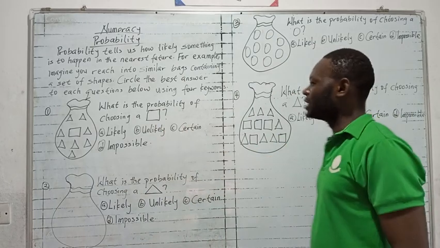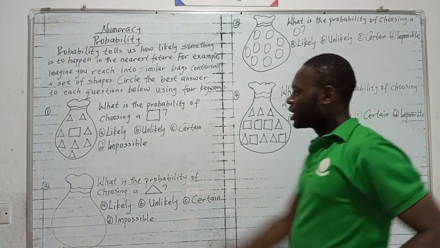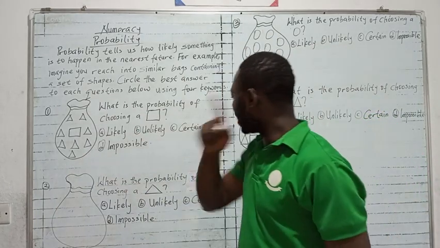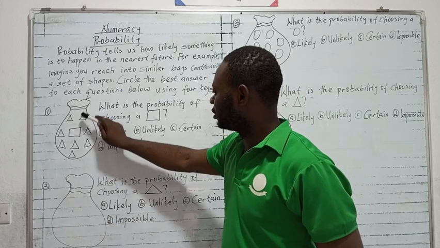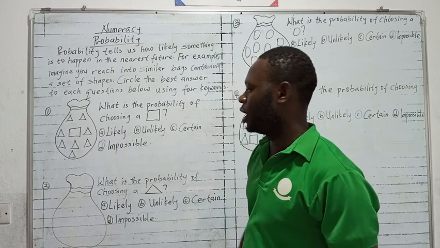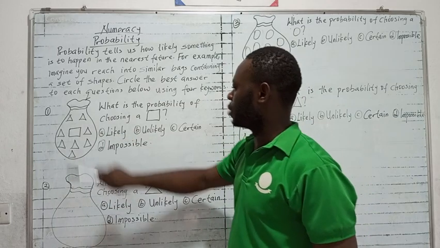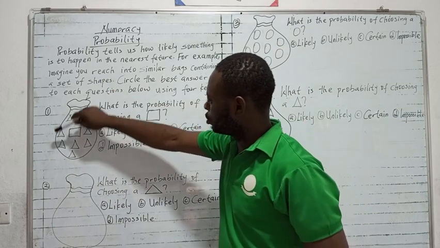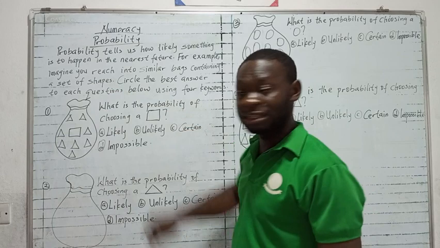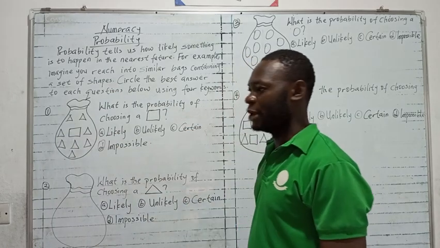Now let's look at these exercises here. We can see that this bag contains two shapes, triangles and a square or rectangle, depending on what you see. How many triangles are here? 1, 2, 3, 4, 5, 6, 7, 8. 8 triangles and 1 square.